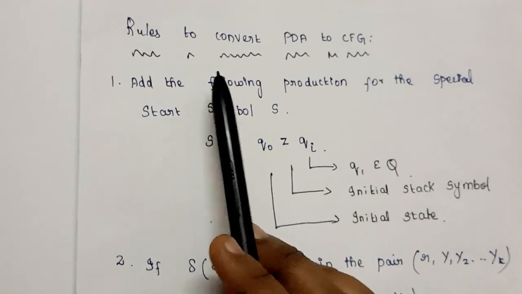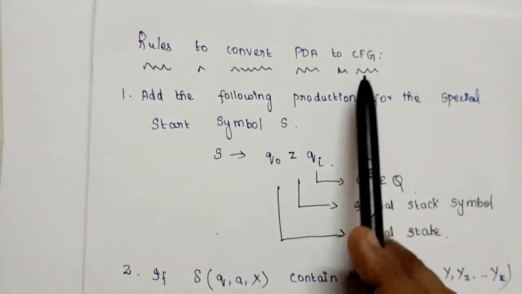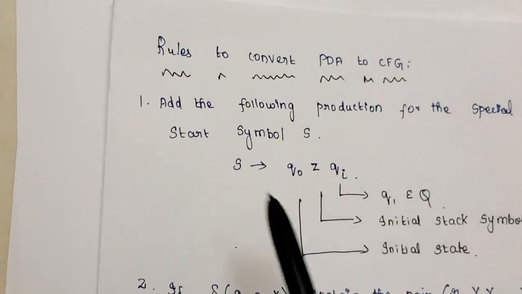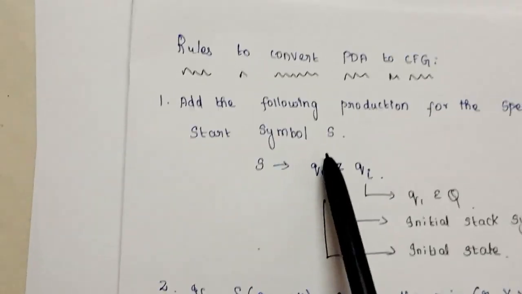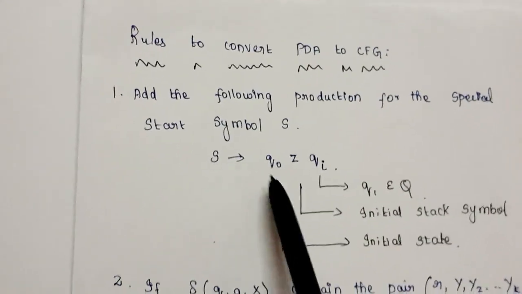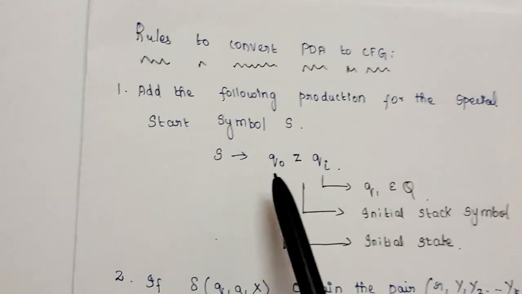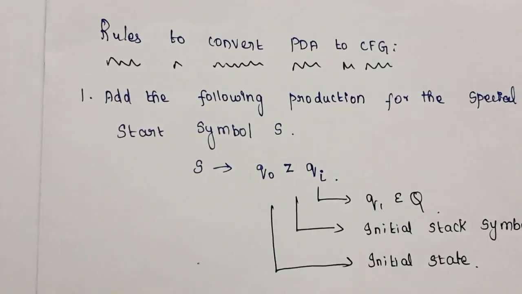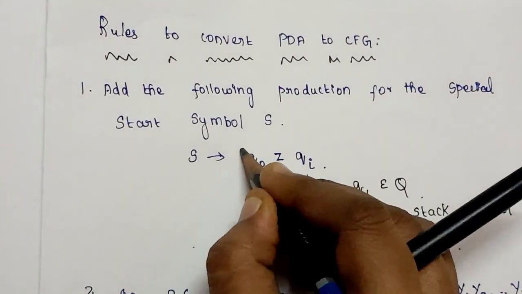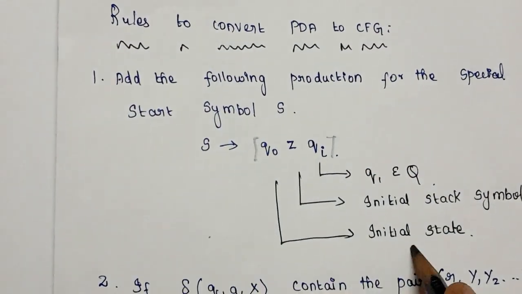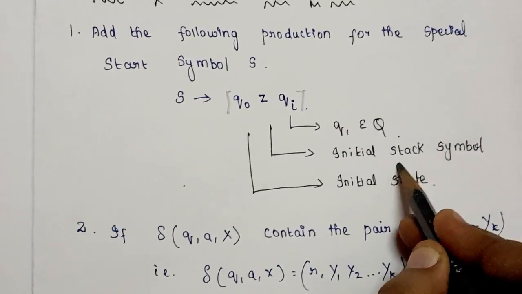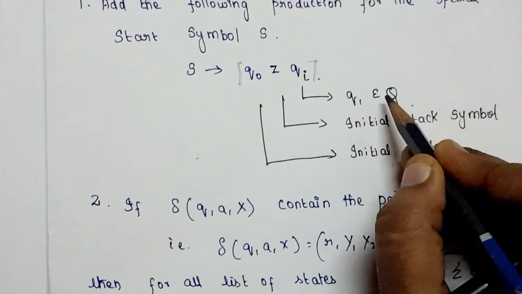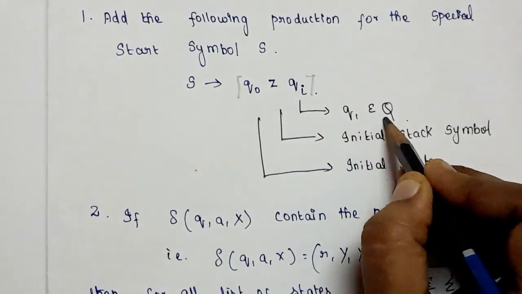Now let's see the rules to convert PDA to CFG. The first rule for conversion of PDA to CFG is that for the starting symbol we have to write the productions like this: S produces [Q0 Z Qi]. Here Q0 is the initial state and Z is the initial stack symbol, and Qi represents all the states of Q.